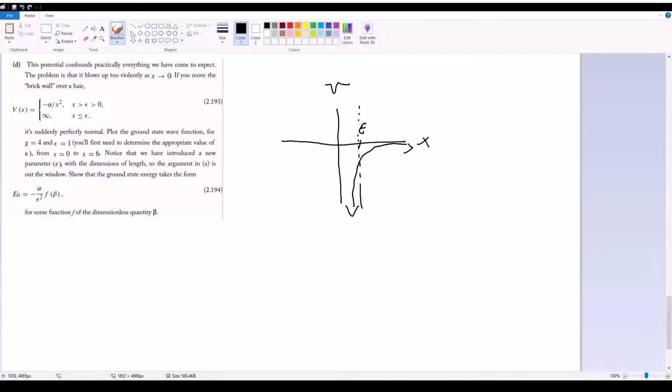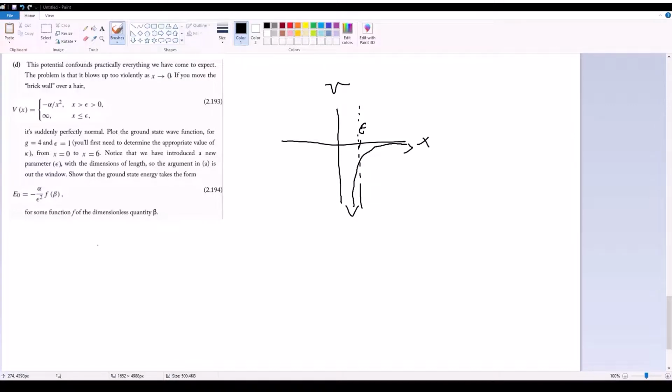So we're asked to do two things. First off, we're asked to plot the ground state wave function for this, and second, we're asked to notice that now that we've introduced this new parameter of epsilon in this equation, in the form of our boundary states, with new dimensions of length, the dimensional analysis we did in part A is no longer valid, and we're asked to do it again and show that the ground state energy takes on the form of E naught equals negative alpha over epsilon squared times some function of beta, where beta is the term we defined earlier on. So let's do this bottom part first before we move over to Python at the top.